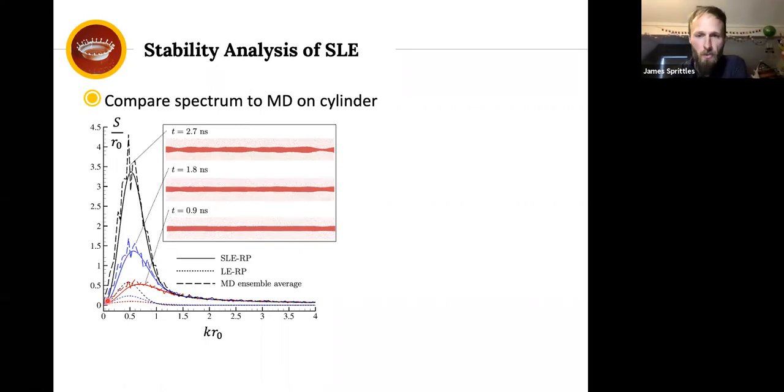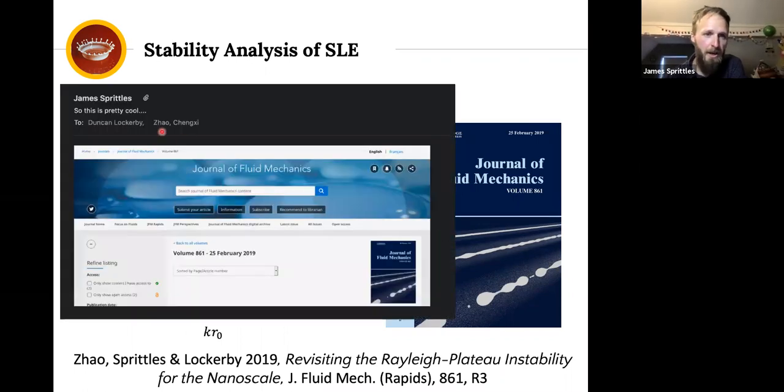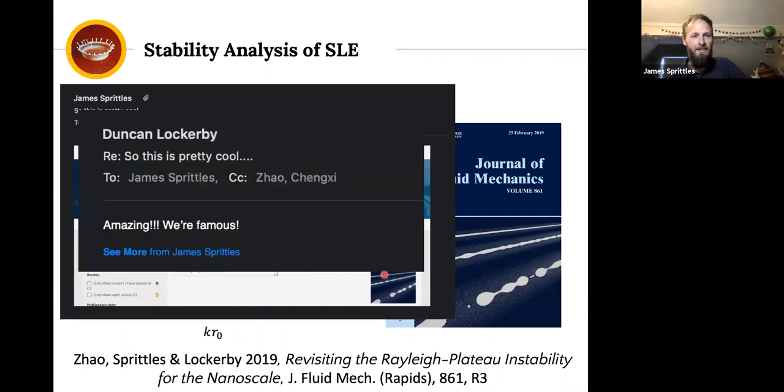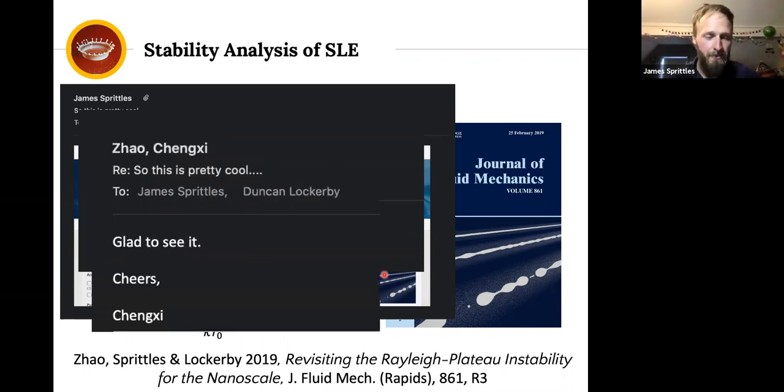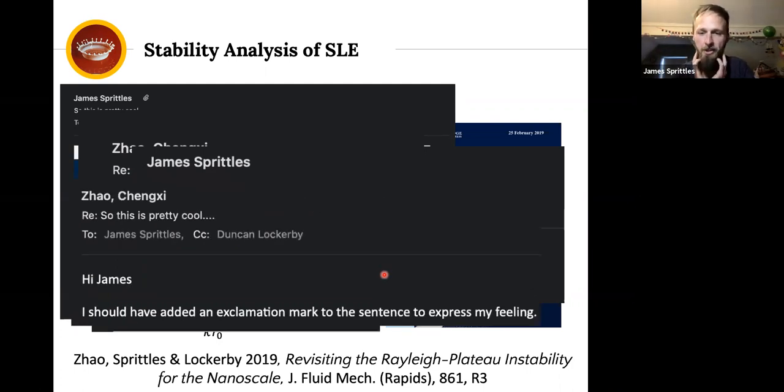So this was a JFM Rapids last year, and I was super chuffed that Chengxi produced some artwork for the front page. So chuffed, I sent him an email saying, "Hey, Chengxi, Duncan, this is pretty cool." Sent them the picture, like the sad individual I am. Duncan replied with the correct level of enthusiasm. "Amazing, we're famous." Chengxi, glad to see it. So I thought, well, that's not acceptable. So I said, you're not sufficiently excited. This is the highlight of my research career. Chengxi replies, "I should have added an exclamation mark to his sentence to express my feeling." So you can see here clearly, Chengxi, the PhD student, is the real scientist, and Duncan and I are just seeking fame and fortune wherever we can get it.